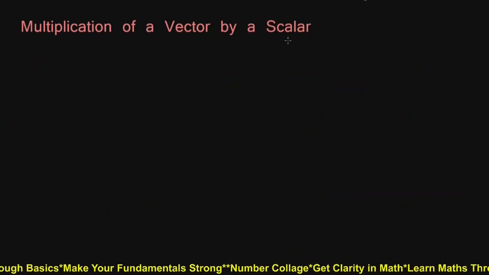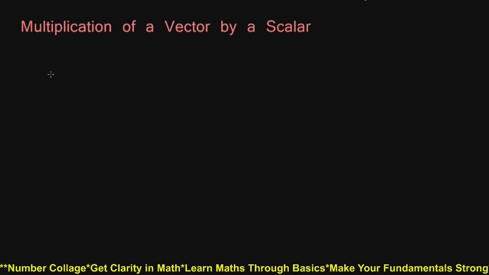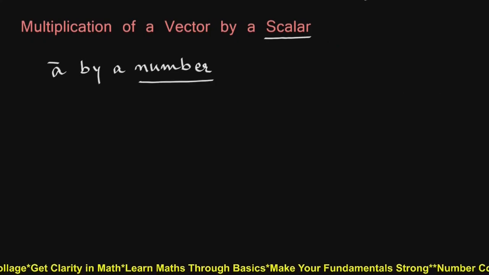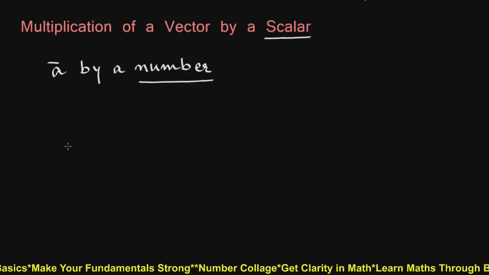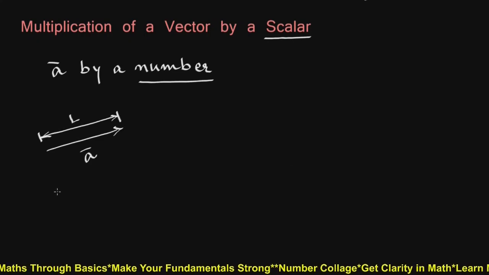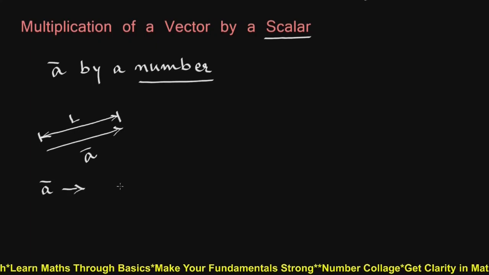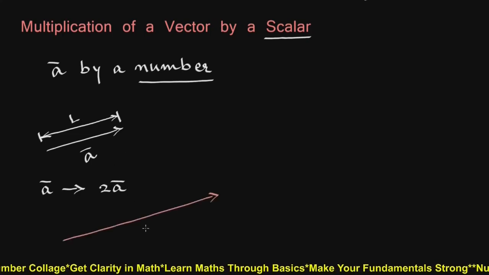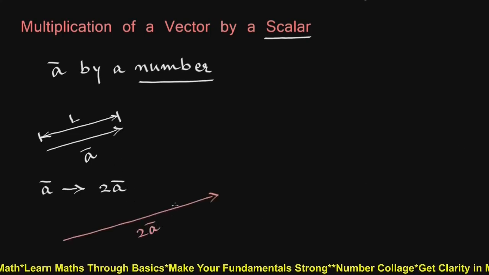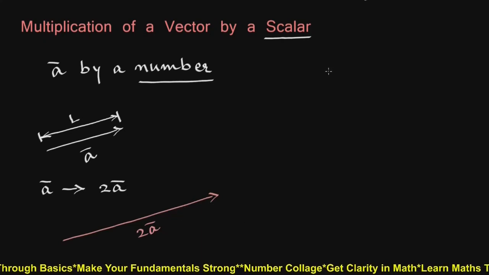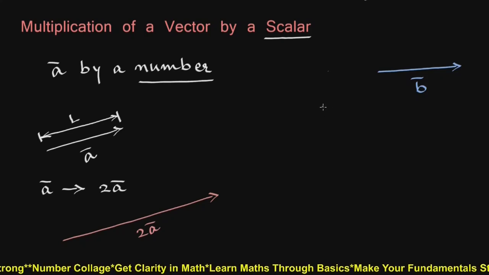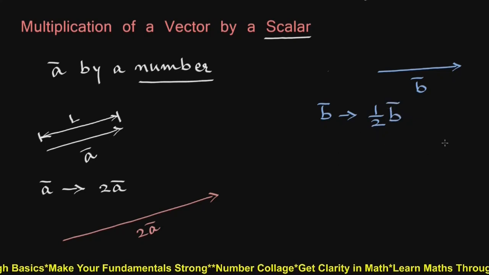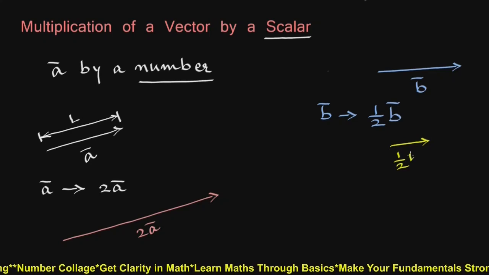Multiplication of a vector by a scalar means multiplying a given vector A bar by a number. Here, by scalar we mean a number. For example, suppose we have a vector A bar of length say L, then if we multiply vector A bar by a scalar 2, it becomes 2A bar, and the new vector will be twice the length of A bar, direction remaining the same. Suppose we have another vector B bar, and if we multiply vector B bar by a scalar half, then it will be half B bar, and the new vector thus obtained will be half the length of B bar.